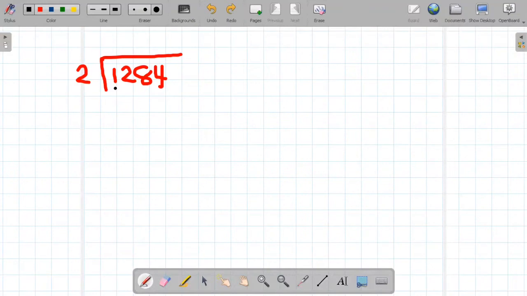So we begin with 1. 1 divided by 2 simply cannot be done, so instead we proceed with both of them, 12. We do it together, the 1 and the 2. So 12 divided by 2 would be 6. So we write 6 above this one here.